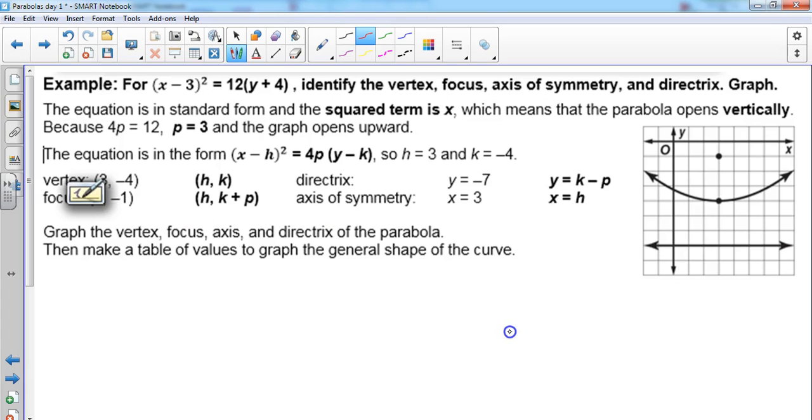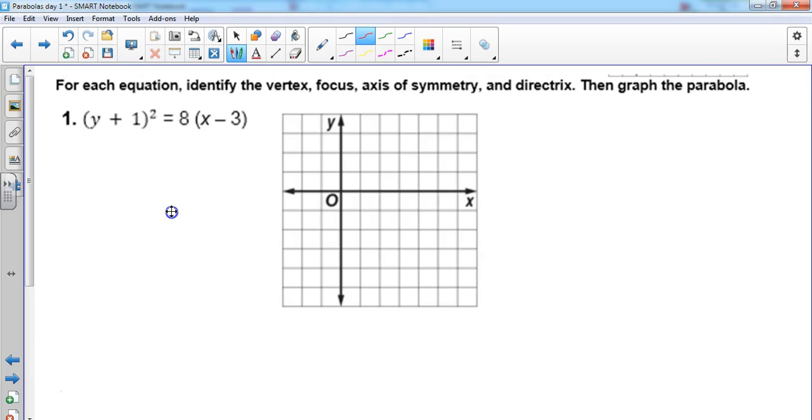I'm going to skip this one. If you need more practice, go back and look through this example, because they do it with the whole algebra stuff off the chart. I'm not going to present it that way. I'm just going to present it as a concept. I'm going to write underneath here to help you, though: y minus k squared equals 4p times x minus h.